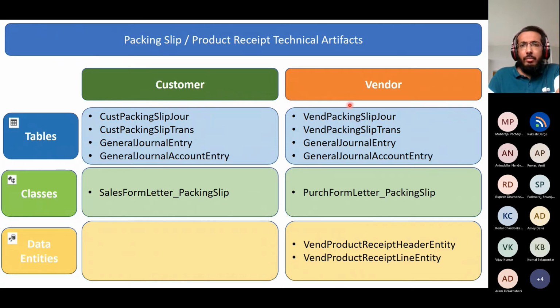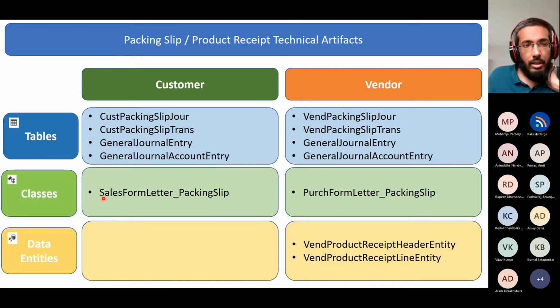Again, similarly in vendors, you can see that we have a separate set of tables, that is VendPackingSlipJour and VendPackingSlipTrans. But from a financial perspective, because the financials don't segregate between customers and vendors, the table is the same. But there is a bifurcator within that table to understand which account it is hitting, and that specific account belongs to either a customer subledger or a vendor subledger. That's how you can look at the difference in the table structure also.